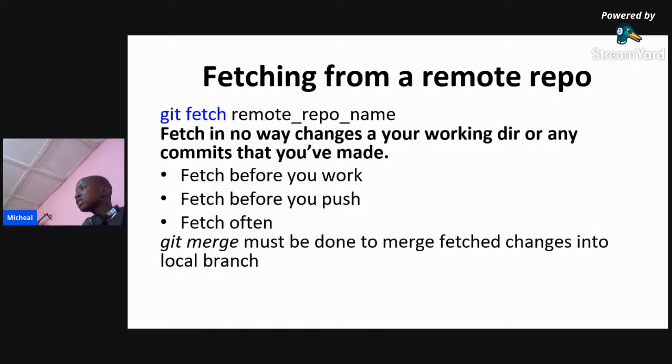Now, because Git is distributed, you know that with your own repo, when you fetch, you only fetch from that server. When you write git pull, it will fetch it and it will merge it.